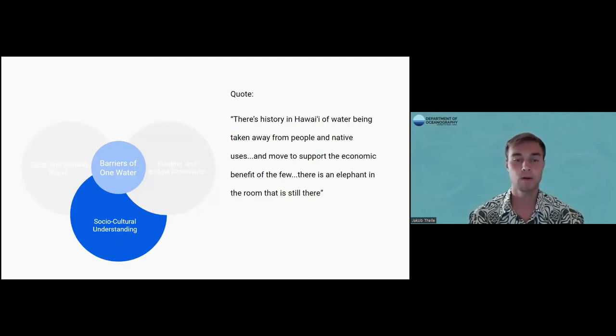The third barrier is social and cultural understanding. This goes into how water has such a unique meaning in the Hawaiian Islands. The Ahupua'a system, which was the first conventional water management approach, took the mauka to makai approach and looked at the interconnectedness of water. To draw a quote from this: there's a history in Hawaii of water being taken away from the people and native uses and moved to support the economic benefit of the few. There is an elephant in the room that is still there.